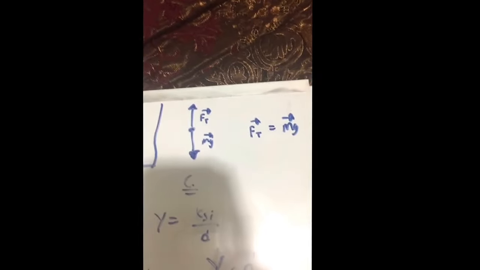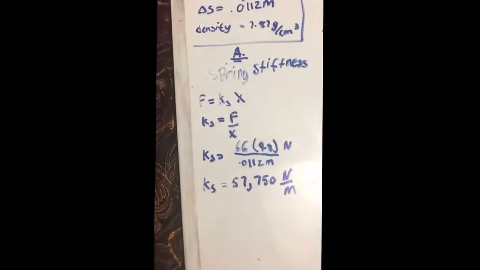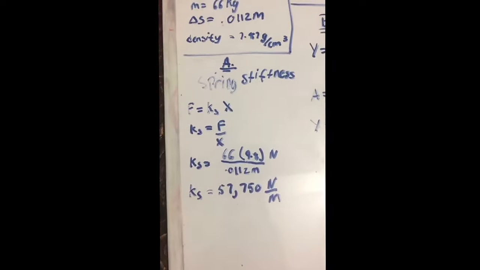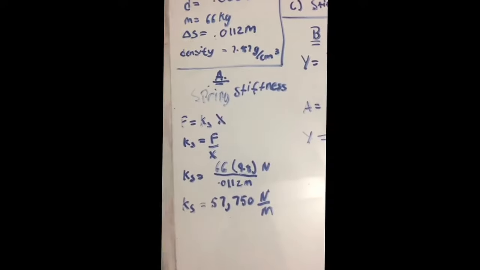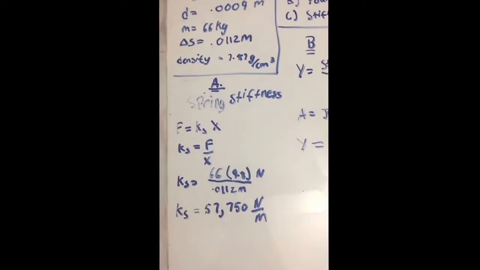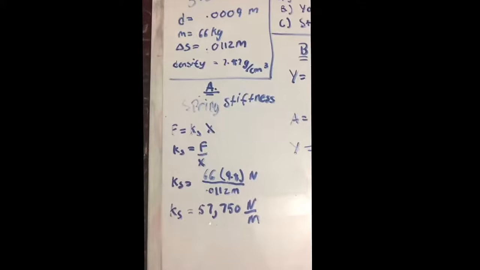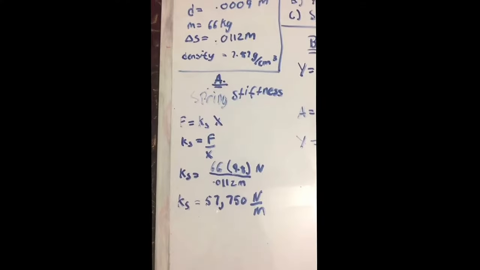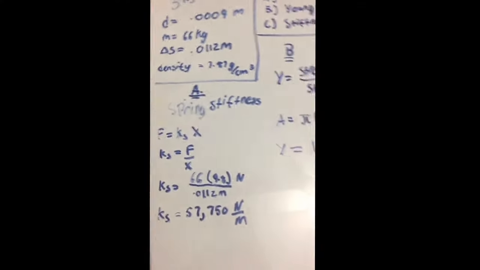Because net force is 0, these forces have to cancel each other out since there's no other force acting on the system. So after the calculations, your answer is 57,750, and the units are newtons over meters because Ks is a ratio of force over length, which is newtons over meters.